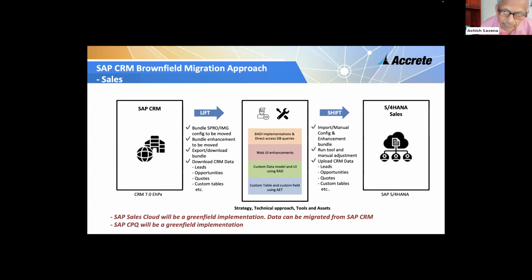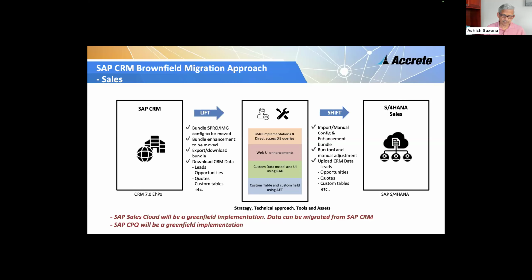If you already are using SAP CRM Sales, you can bundle the config and bundle the user interface changes and enhancements, and download all the leads, opportunities, quotes, etc., and then basically import them into S4 Sales, all the leads, opportunities, as well as the config. You'll have to do some tweaking on the S4 side because some things have changed, like I mentioned earlier, like org model, etc. Basically, it's a lift and shift model. So for SAP CRM Sales, leads and opportunities and quotes, you can do a lift and shift.